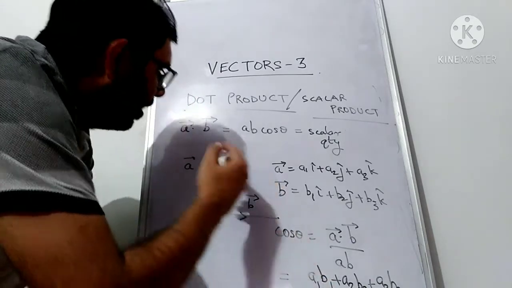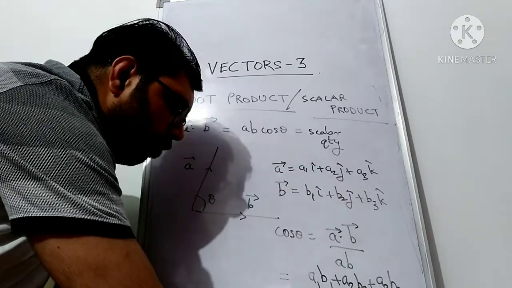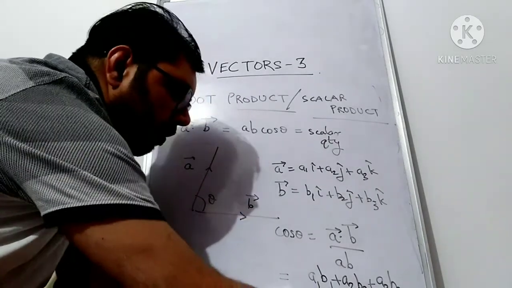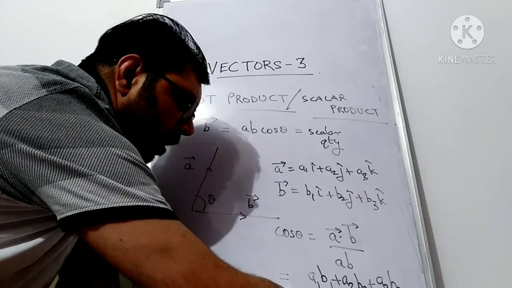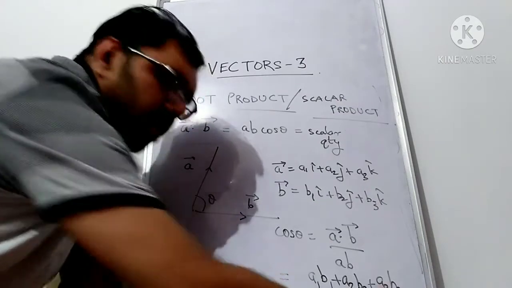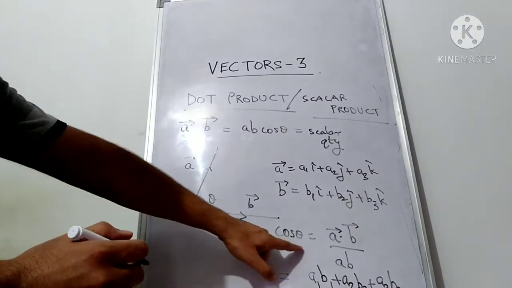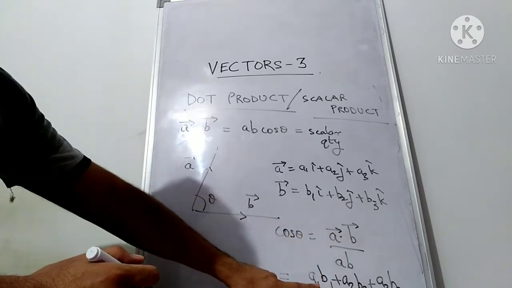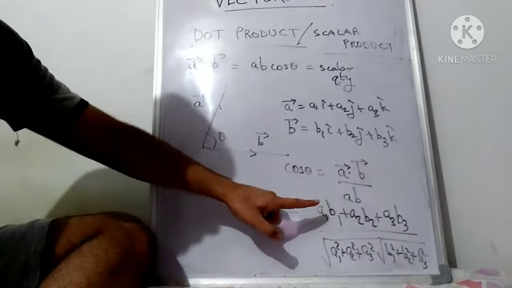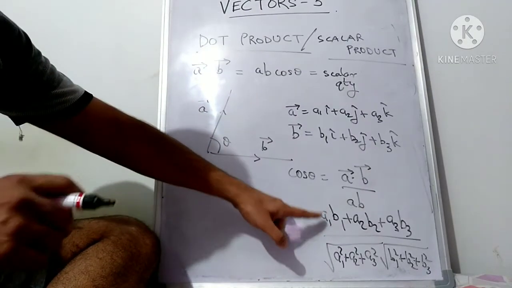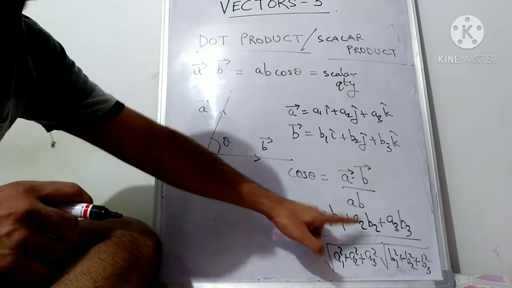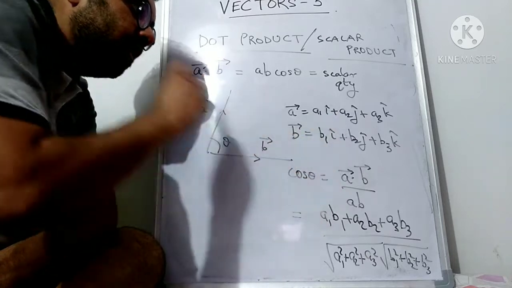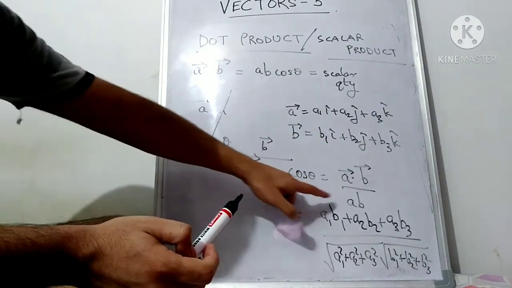What is a? A is the magnitude of vector a. So how do you write the magnitude of vector a? Root of a1 square plus a2 square plus a3 square, into root of b1 square plus b2 square plus b3 square. So cos theta we can write as a dot b divided by a into b, where a dot b will be equal to a1 b1 plus a2 b2 plus a3 b3, because when taking the dot product we take the product of the same coefficients, and then divided by a into b.